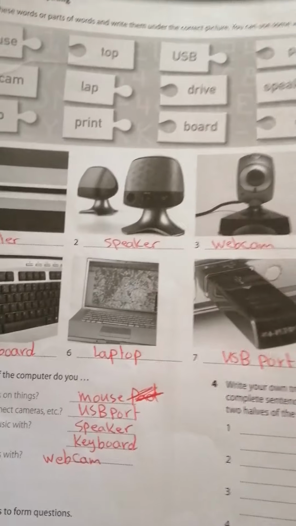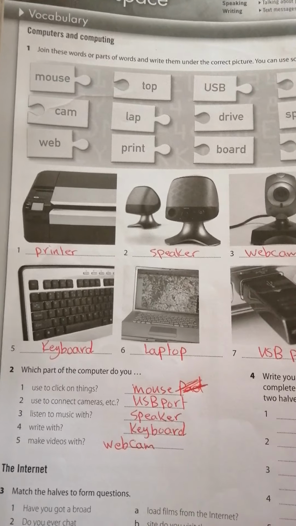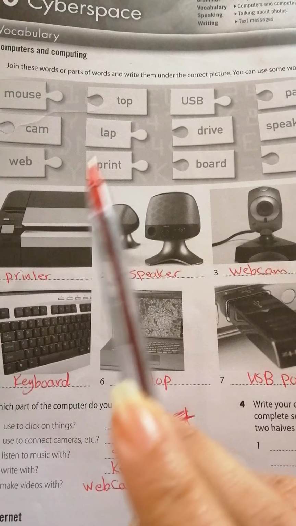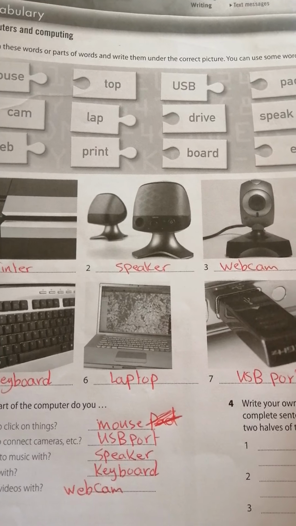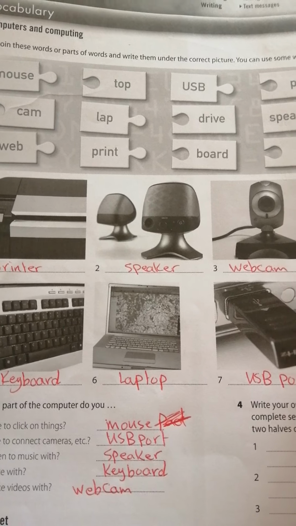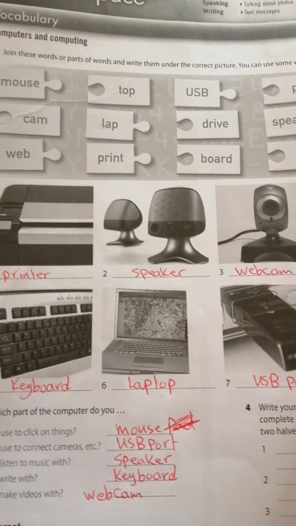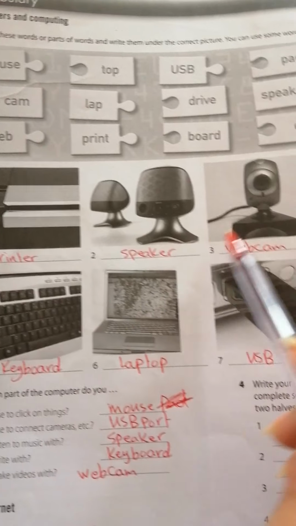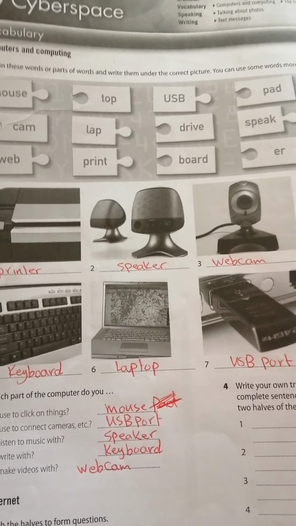Today we are going to do some exercises in your workbook regarding Unit 10, cyberspace. We said that cyberspace is the occasion when you use internet and use technology in your life. What you have to do in exercise 1 is to write the names of the parts of the computer.